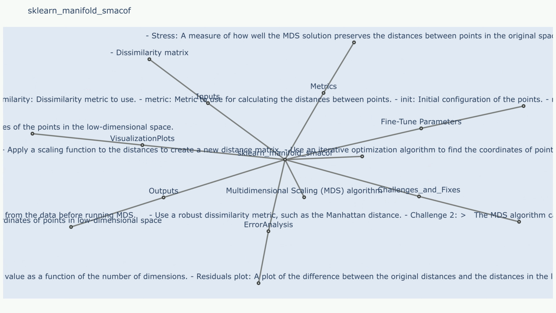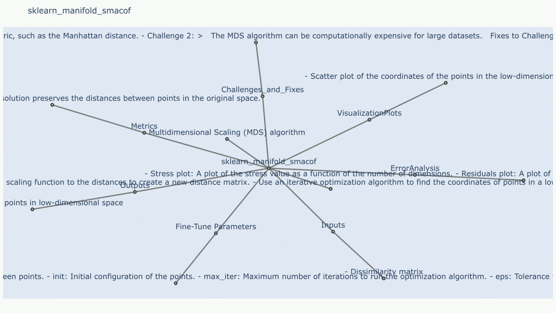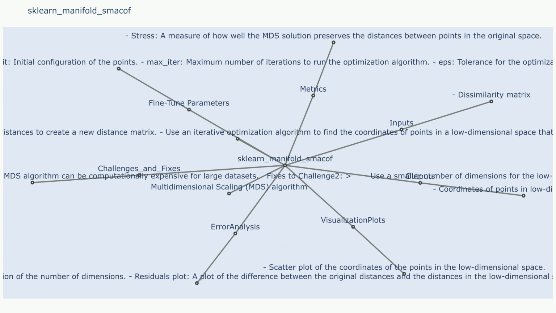Steps. Initialization, the algorithm starts by initializing the embedding of the data points in a low-dimensional space. Iteration. The algorithm then iteratively updates the embedding to minimize the stress function. The stress function measures the difference between the input distances and the distances in the embedding space. The algorithm uses a majorization technique to minimize the stress function.